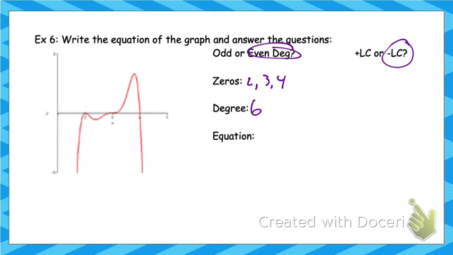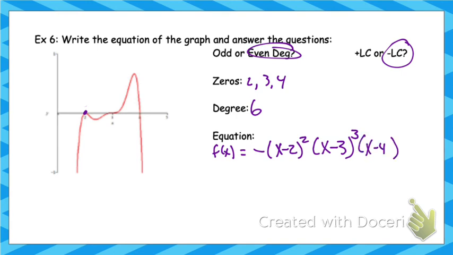All right, then let's actually write the equation here. So negative leading coefficient. The 0 of 2 is x minus 2 as a factor. Because it bounces, it's squared. Because 3 is a 0, x minus 3 is a factor. It wiggles, so it's to the third power. And then x minus 4 crosses, so it's to the first power.